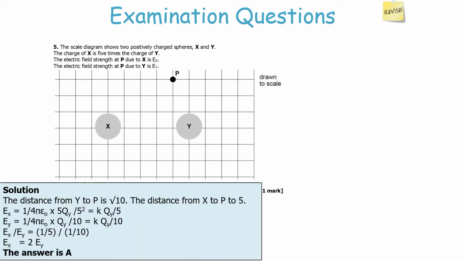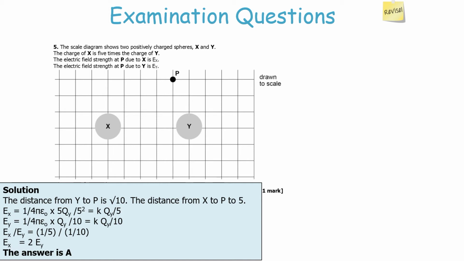Now, at this point, we can say EX is going to be equal to Q over 4 pi epsilon 0 r squared, or k Q over r squared. So in this case it's going to be k 5QY over 5 squared. So therefore EX is equal to kQY over 5, whilst EY is therefore going to be equal to kQY over 10. Now why have we used X as 5QY? Because it says in the question that the charge of X is 5 times the charge of Y. So we can just pop that in like that.